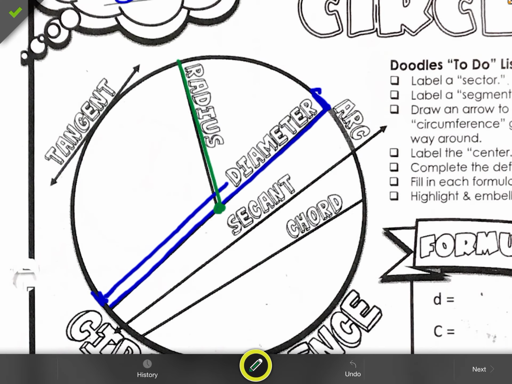Okay, and of course, you can have more than one radii. That's plural for radius. You could have an infinite number of them, actually. Same thing with diameters. As long as it goes through the center, side to side, that's a diameter. And if it goes from the center to your circle, that's a radius.